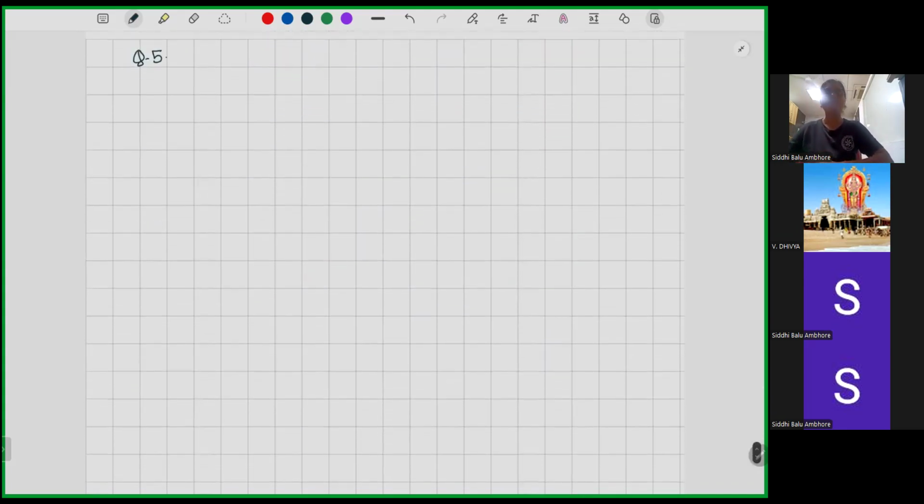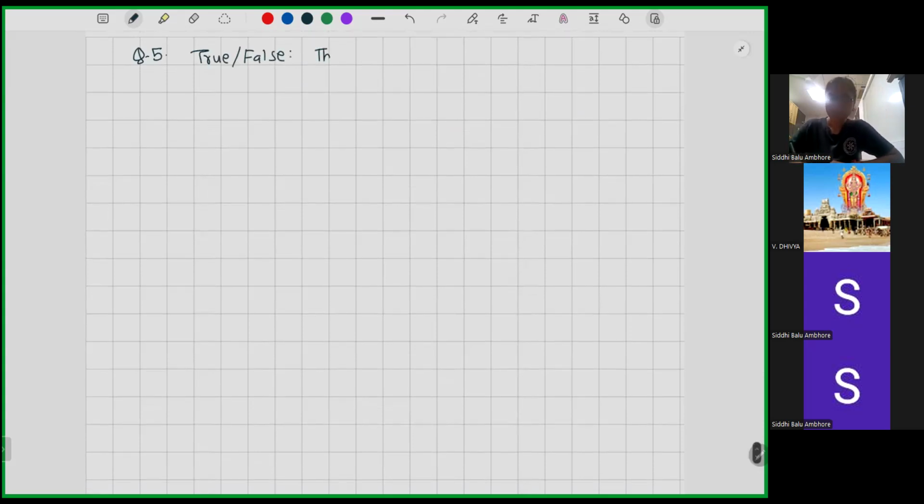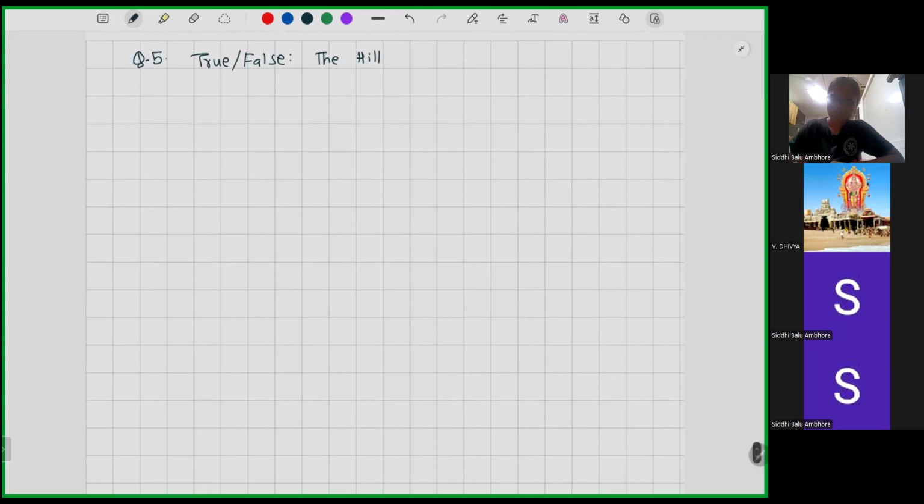So let us move to the next question. Again, this is true or false. The Hilbert polynomial of this k x comma y is P2. And what is this P2?